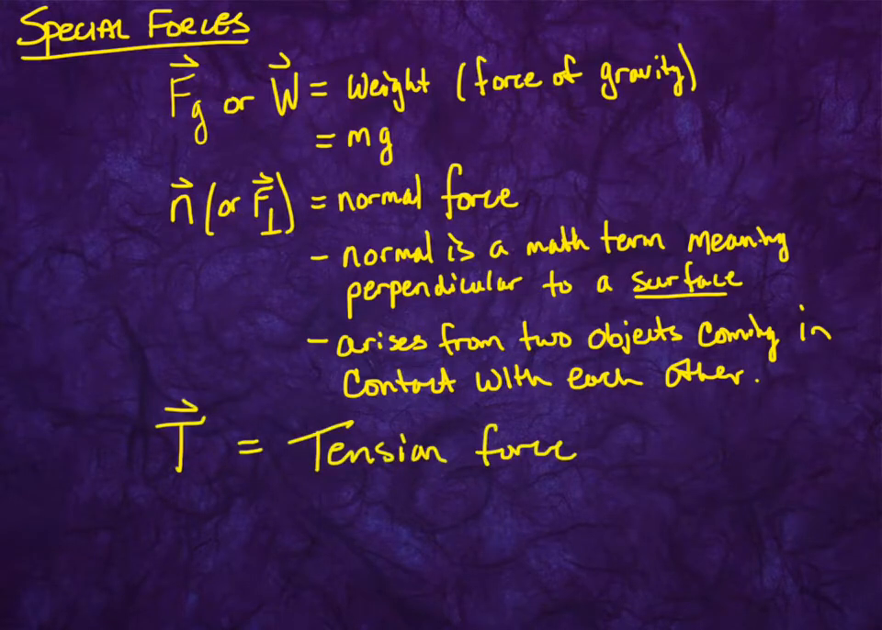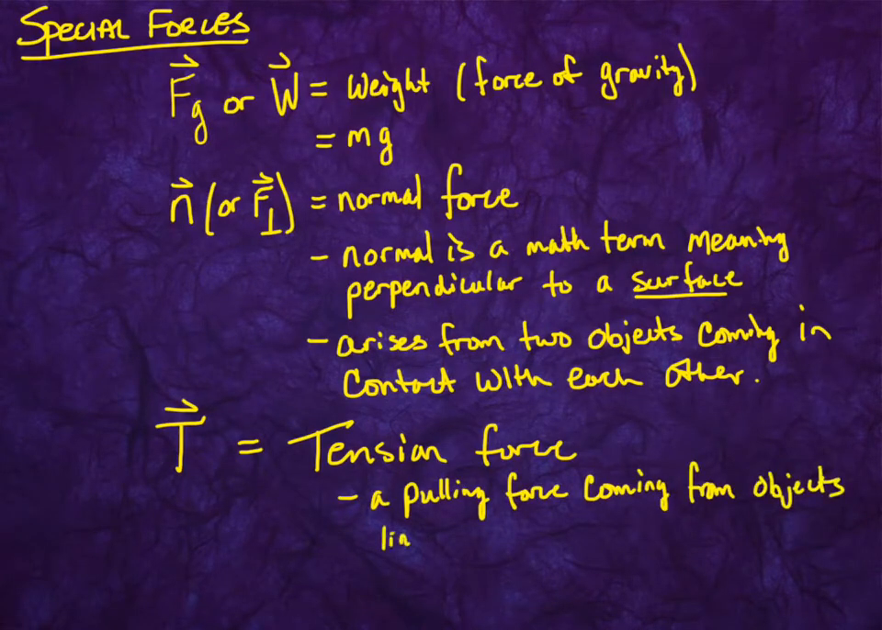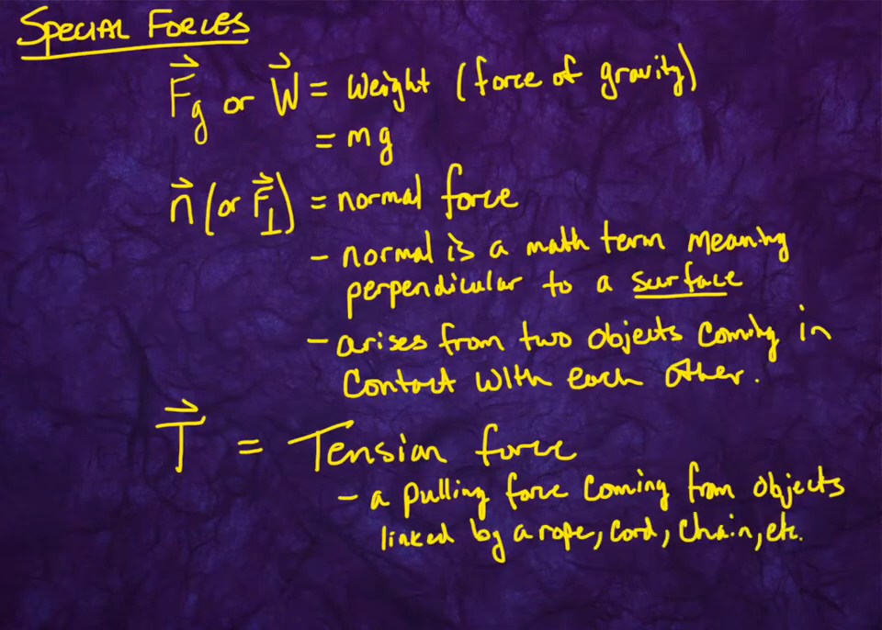Then we have T for tension. This is the force that comes from two linked objects. That is always a pulling force. There's a common phrase in Middle America called "you can't push with a rope." You can pull with a rope, but if you push with the rope, you're not going to get much help. So the tension is the force that comes from the pull of a rope, or a chain, or a cord, or some sort of linking contraption.